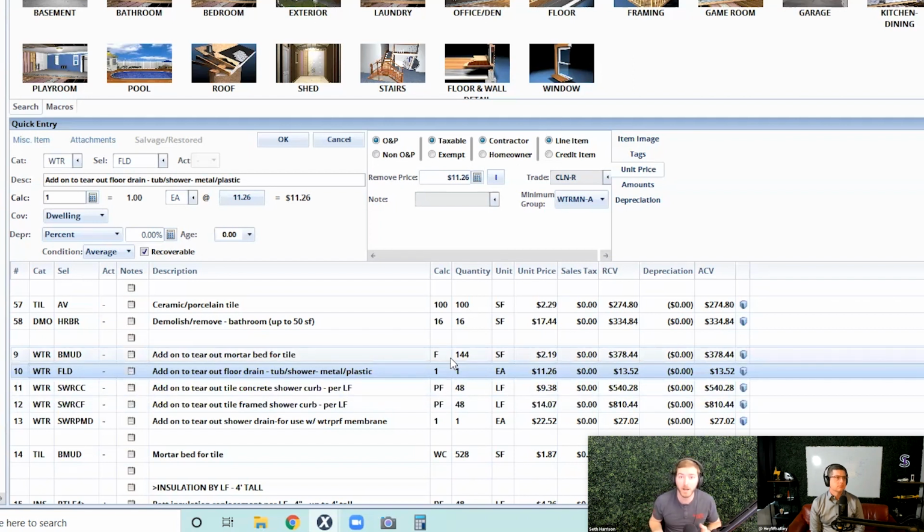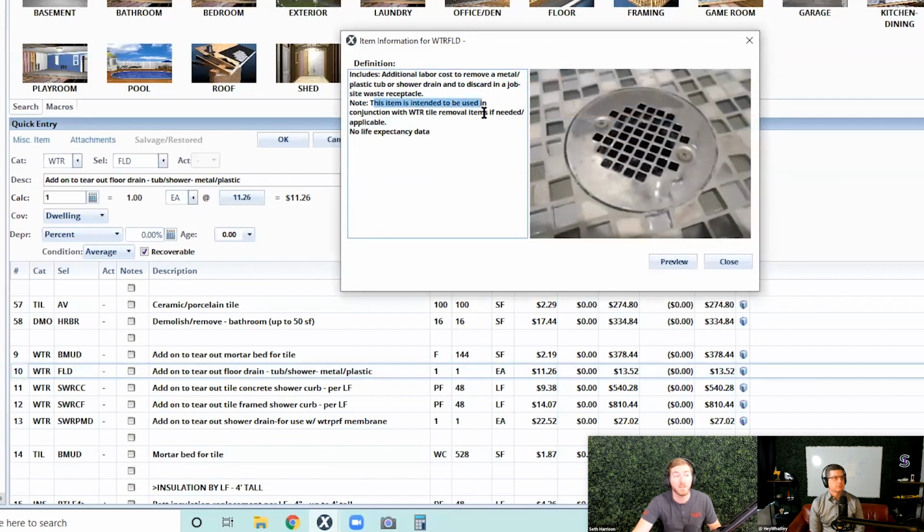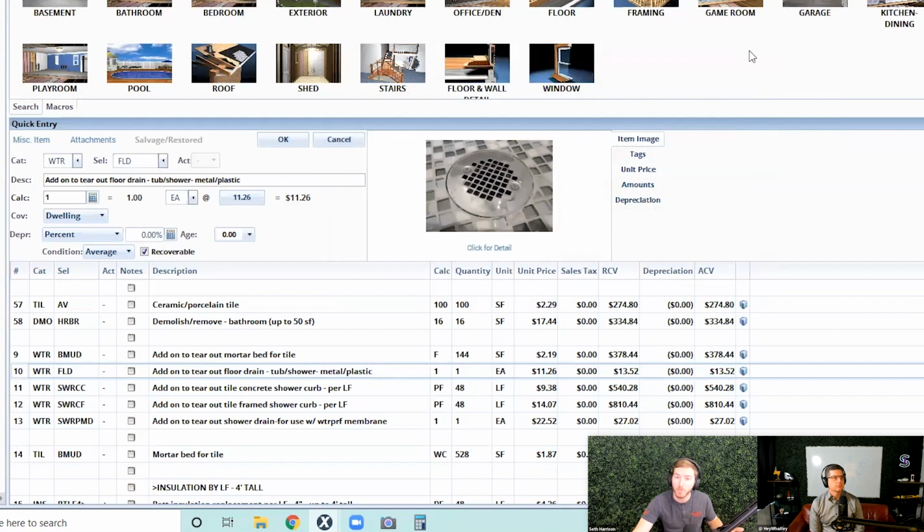So when you use these add-for line items, make sure you're using them in conjunction with a tile removal line item. In fact, if you look at the additional item information for any of these add-fors, it will always say this item is intended to be used in conjunction with WTR tile removal line items if needed or applicable. So you have 8 new line items about tearing out non-salvageable tile on walls and tile on ceilings. You've got 5 new add-for line items for working with mortar beds, floor drains, shower curbs, and shower drains. This is something I think we as an industry have struggled with, fair invoicing in mitigation for removal of showers and whatnot. And this collection of 13 new line items gives us a huge dent of value in driving positive change in this industry, having these line items in the price list now.